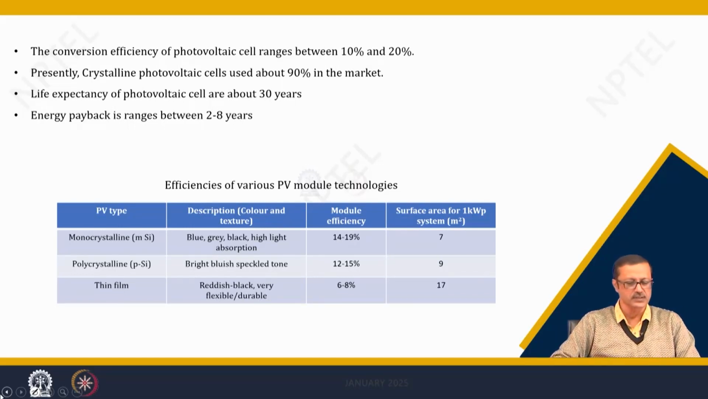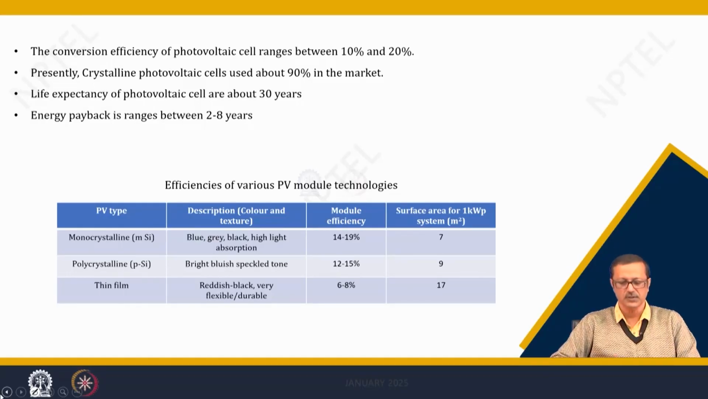The first one, monocrystalline, looks blue and sometimes gray in color. The polycrystalline is bright bluish and sparkled in tone. The thin film is reddish black in color, and it is also very flexible in nature. It can be made in a thin sheet form. And the third column gives the module efficiency. If you see, the module efficiency decreases from top to bottom.